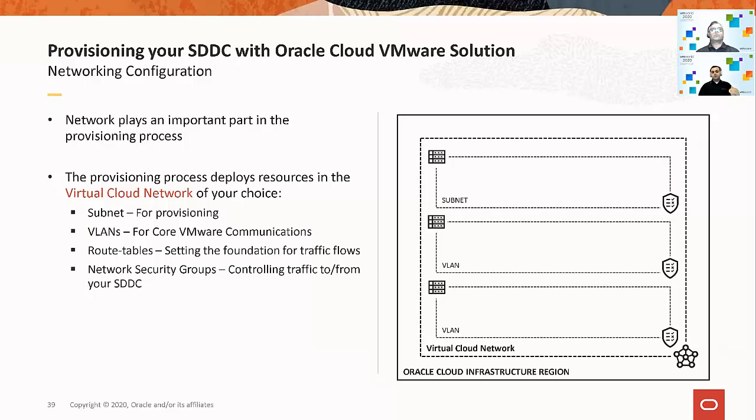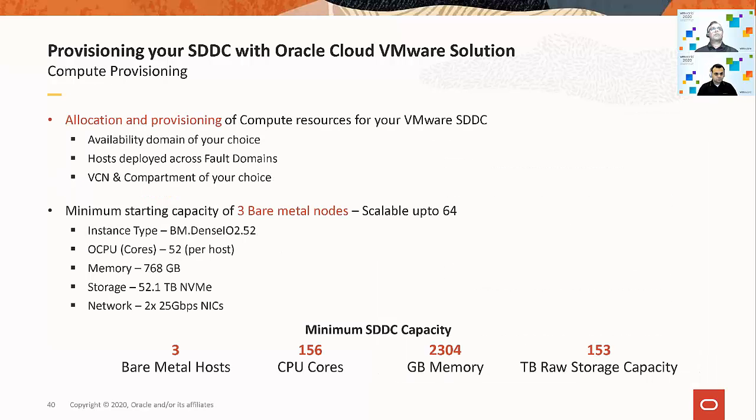Each VLAN and subnet has route tables and network security groups to make sure that communication happens with the external environments, and it is all secure. So network configuration comes up first: the footprint, the versions, and the network range that you decide to use for your OCVS solution. From network, we move on to compute.